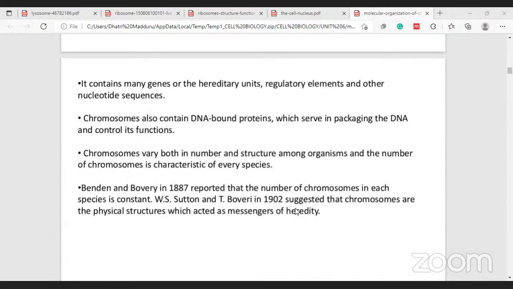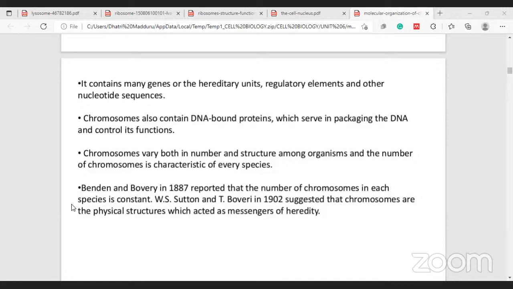It consists of many genes, regulatory elements, and nucleotide sequences. And chromosomes contain DNA-bound proteins, which are called histones, which help in the packing and controlling its functions. These chromosomes vary in number and structure among organisms. For humans it is different, for other organisms it is different.